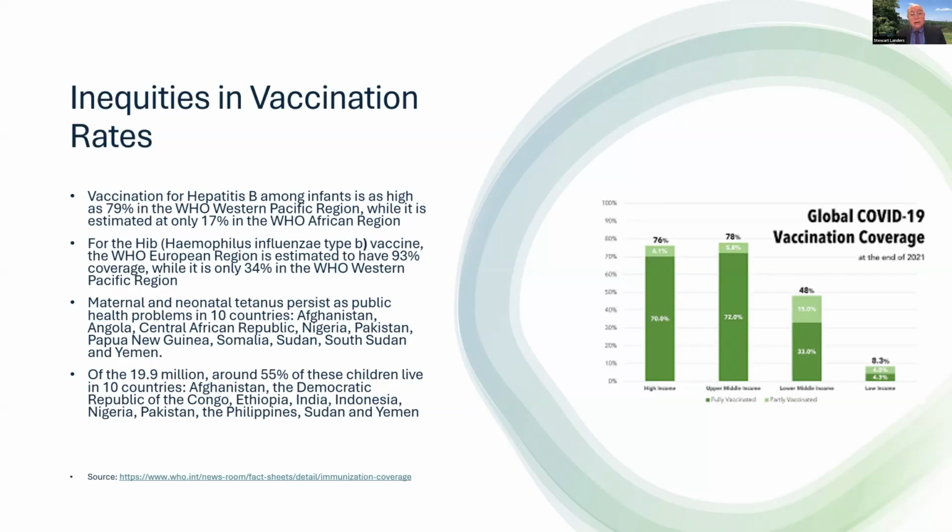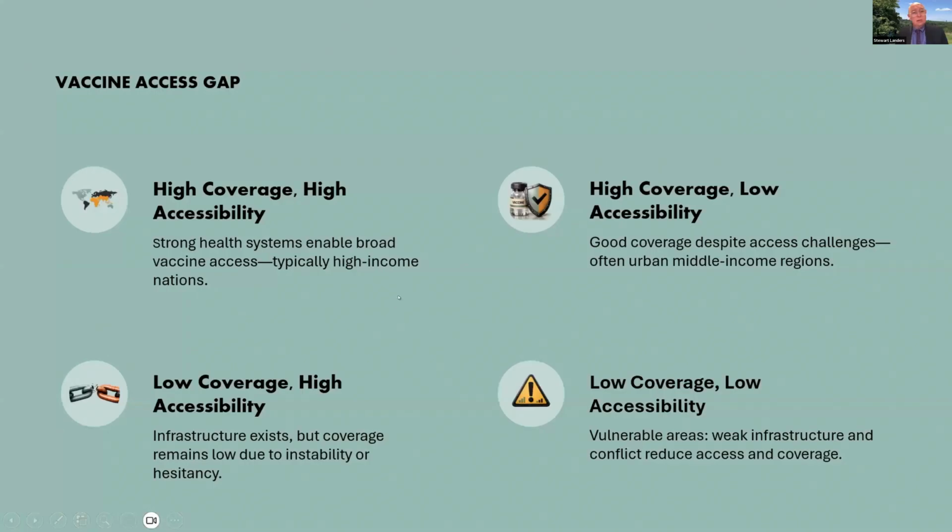most strongly in 10 countries: Afghanistan, Angola, the Central African Republic, Nigeria, Pakistan, Papua New Guinea, Somalia, Sudan, South Sudan, and Yemen. And the chart on there shows global COVID-19 vaccination coverage, quite high in the developed regions and quite low in some of the low-income regions of the world. Next slide, please.